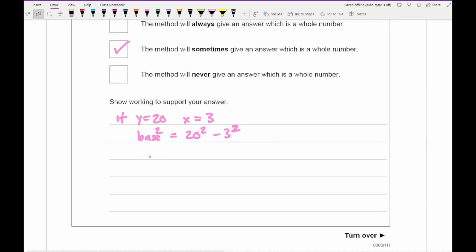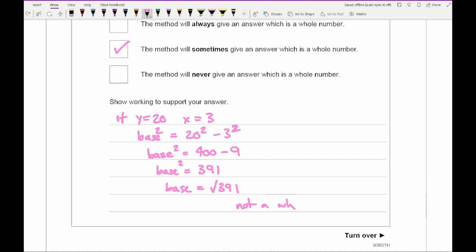And then the base squared is going to equal 400 minus 9. So the base squared is going to equal 391. So the base is going to equal the square root of 391, which is not a whole number. So just an example there would be absolutely fine for those 3 marks.